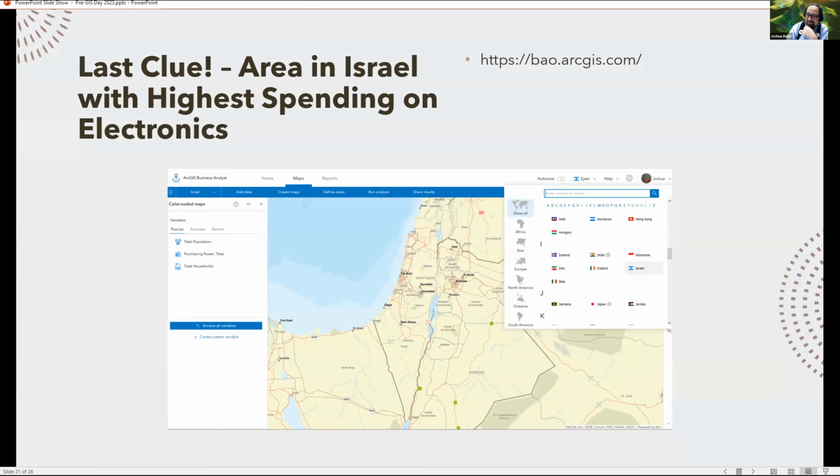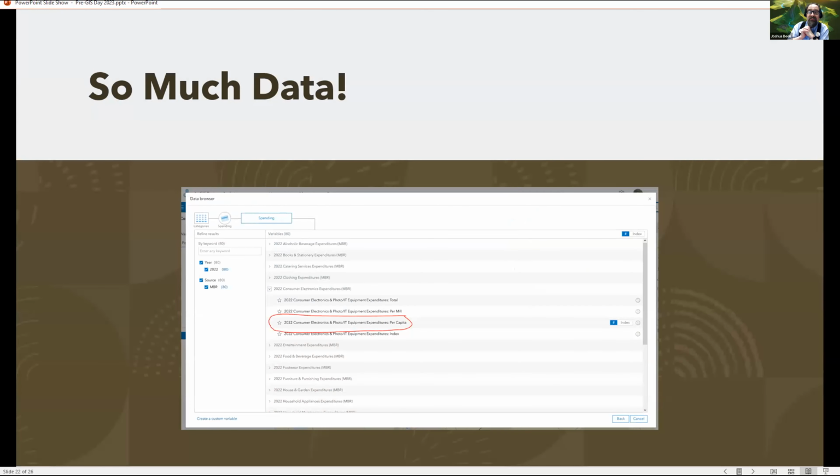If you were to click on this drop down here, it gives you a list of all countries, and you just specify which one you want to work with their data. So I went ahead and selected Israel, and there is just so much data. I am in the spending category, just the spending category, let alone demographics, health, business. It is incredible. Worldwide, very small geography. So I selected the 2022 consumer electronics and photo IT equipment expenditure per capita.